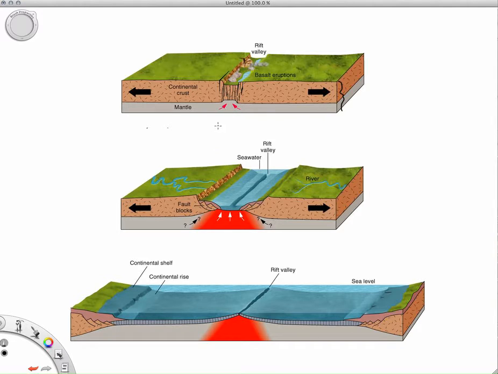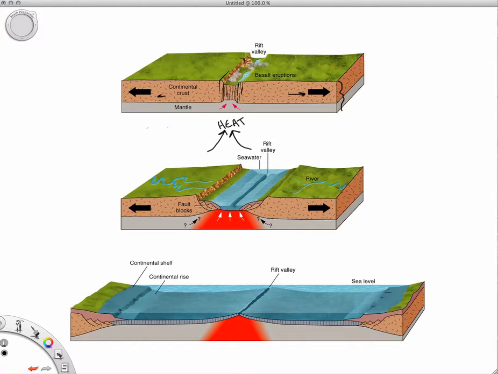Due to heat coming up from the mantle, probably as part of a convection cell that is much bigger than the scale of this diagram, the heat is rising up like this, and it starts to bulge this part of the continent up. And then, because it's bulged up, the two sides start to pull away, and we start to create tension in the crust, and that causes a crack.